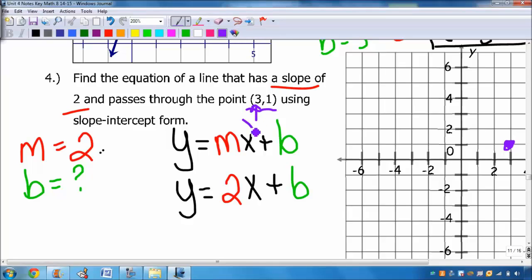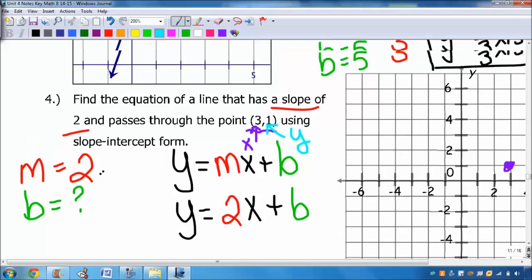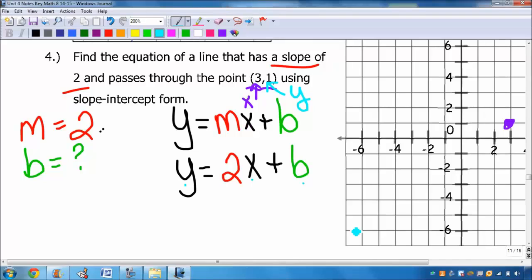So I know that this is an x. And I know that this 1 right here is a y. So every time I see an x, I'm going to replace it with 3. And every time I see a y, I'm going to replace it with 1. And that's because right now I have 3 variables, and all I care about is figuring out what b is. So I need to plug something in for each one of these variables.